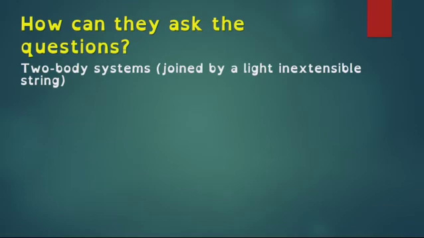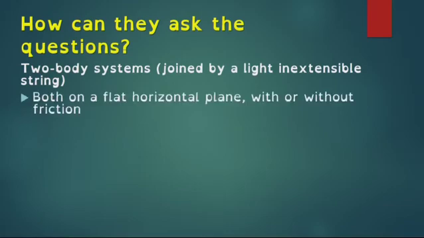So if a string joins object A and B, and we're pulling object A, then the tension in the string pulls against object A, but it pulls object B forward. The magnitude of the tension in that rope will be the same, but the direction depends on the object it is acting on. So if you are ever asked to calculate tension, please do me a favor and don't add direction. Magnitude only.